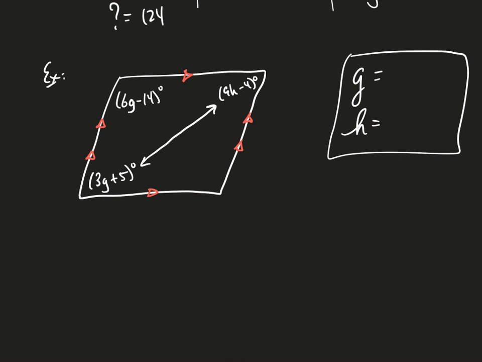Now, theorem 8.4 says those are equal. So we could say that 3G plus 5 is equal to 9H minus 4. But can we solve that equation? One equation, two variables. Let me highlight. One variable right there, G. Second variable right there, H. One equation, two variables, bad. We can't solve. So we cannot start with opposite angles.